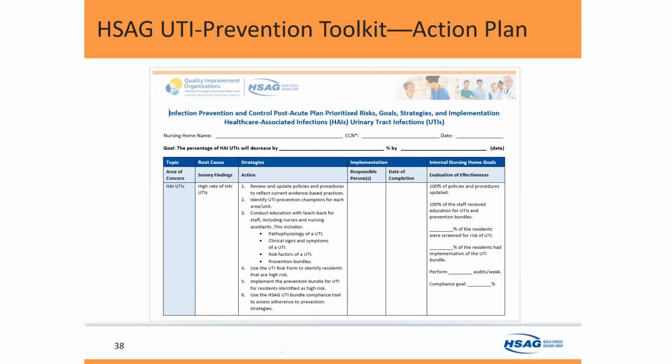So when we look at the nursing home rules and look at the percentage of residents that were screened for risk of UTI, this is where I recommend you start with those residents that are newly admitted to your facility, then you can roll it out. So these numbers can change. Then we look at the percentage of the residents that had implementation of the UTI bundle, followed by performing 10 audits per week. And again, this is all based on the size of your building as well. And then what you want is your compliance goal.